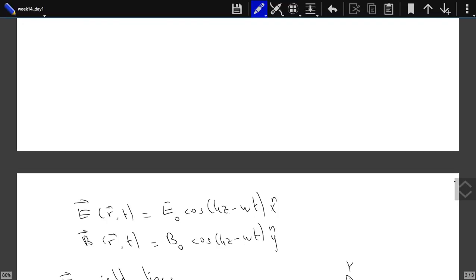Now you see, I'm always saying that, okay, light is an electromagnetic wave. How do we know? How could we conclude that it was the wave described by these Maxwell's equations?